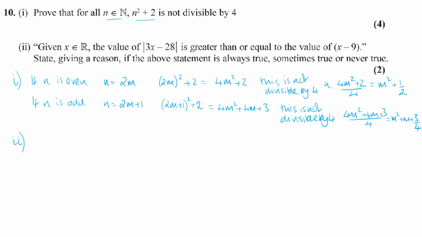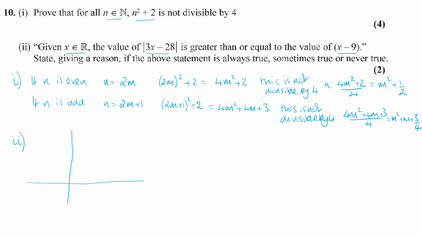Part 2. Now again, there's different ways to do this. I would probably tend to go for the graphical method, but you could do an algebraic method or you could do a logical method. But what the question says is, given that x belongs to the reals, then when we take the mod of 3x minus 28, it's greater than or equal to the value of the same x take away 9. So I would do a graph.